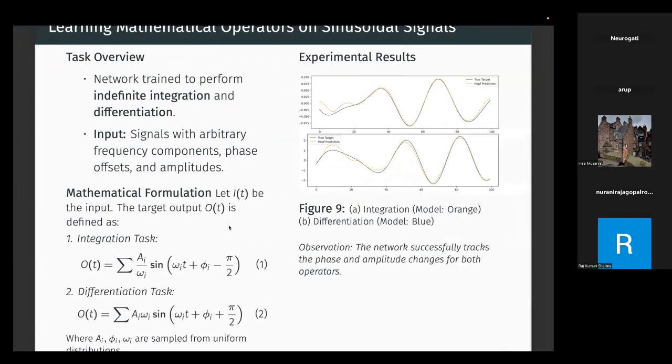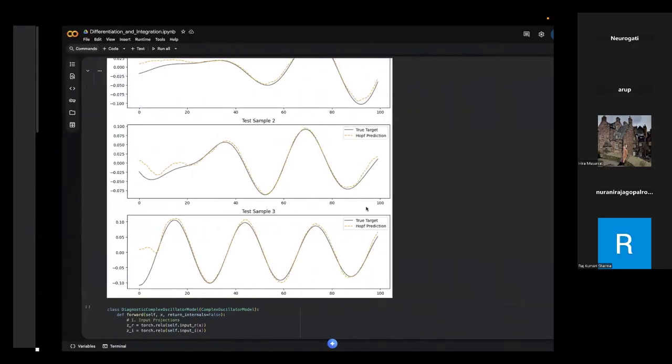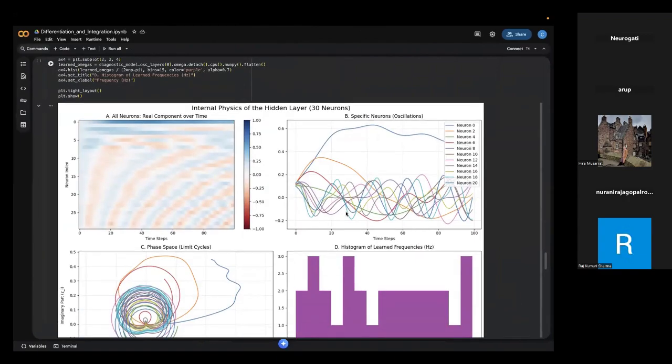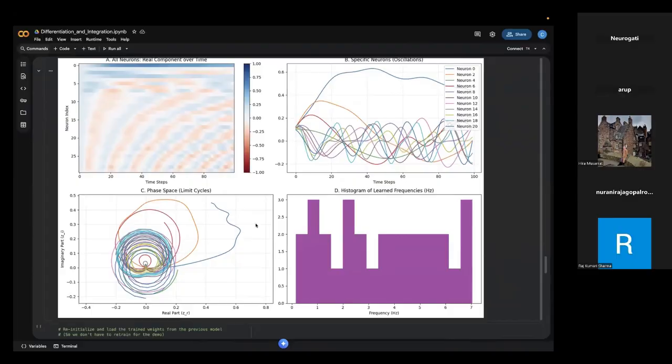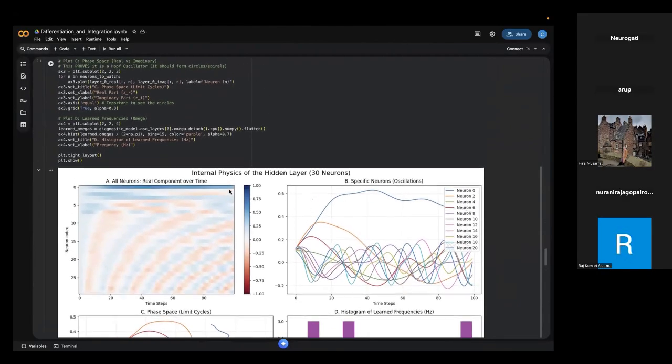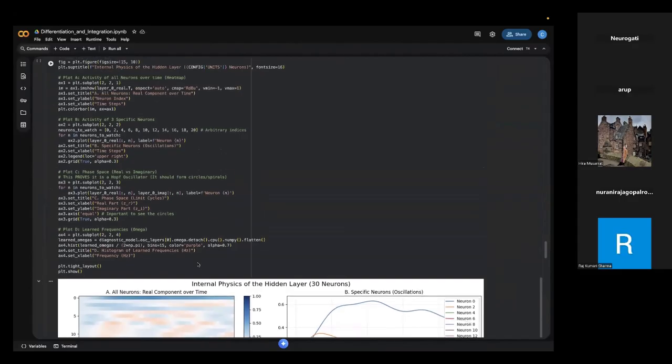So this is the experimental task. Again, we are doing an integration and differentiation of a function over time, and it is able to do this task quite significantly well. Okay. Again, here we are not looking at internal activations, but the code has been provided for that. If you notice cells after this, it also plots the internal activations, the frequencies, and the phase portraits, so you can play around with these values and look at all the oscillations that we show here.